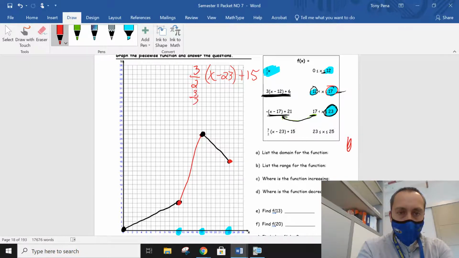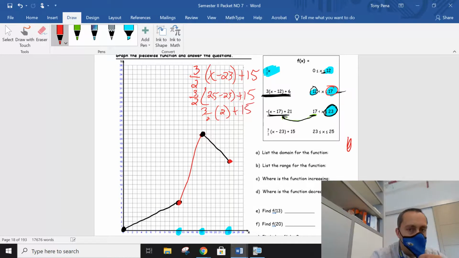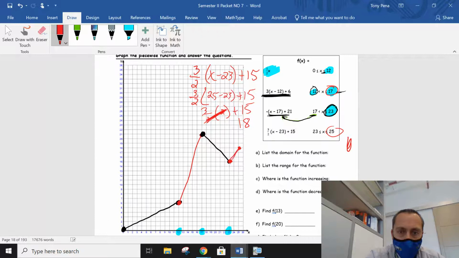All right, so let your x become 25. We're doing 3 halves, and then 25 minus 23 is 2. So what should happen nicely right here, these 2's would just cross cancel, leaving you with a 3 plus a 15, so that if we get an 18, then we know we did that one correctly. So go to 25. So here's 25. We go up to 18. And then that's our graph.